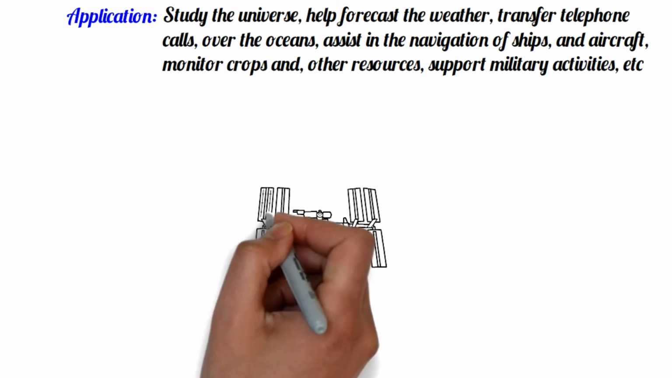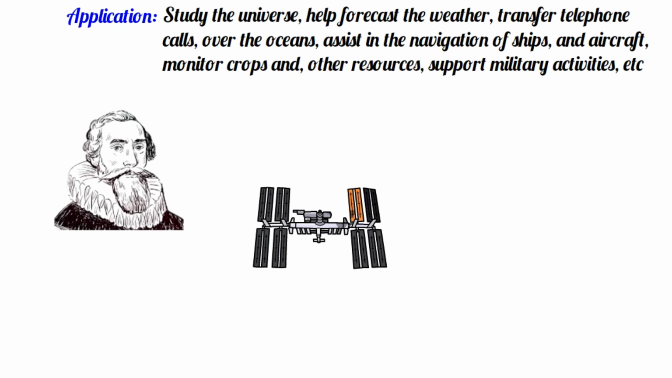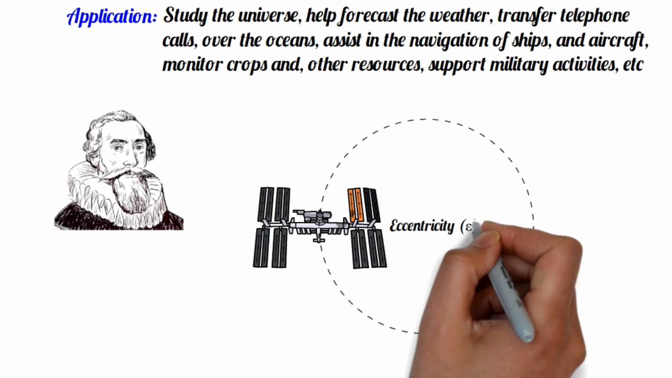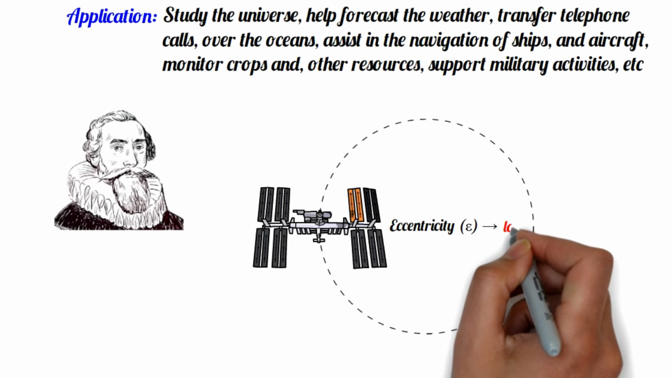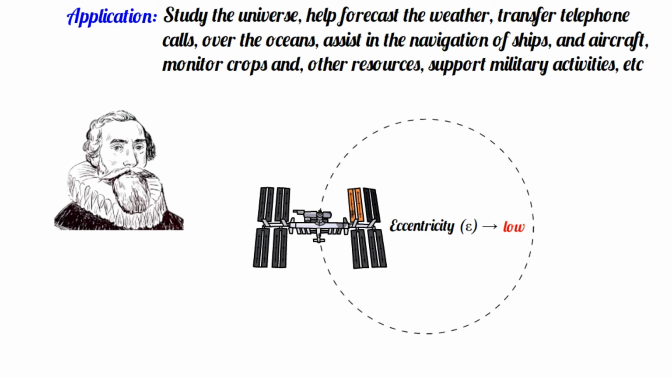Actually, any artificial satellite obeys Kepler's law. Hence, the orbit of an artificial satellite may also be elliptical or circular, like the orbit of a planet around the Sun, or the orbit of a satellite around a planet. However, since the eccentricity of the orbits of artificial satellites is quite low in most cases, assuming the orbits are circular does not lead to significant errors in calculations.